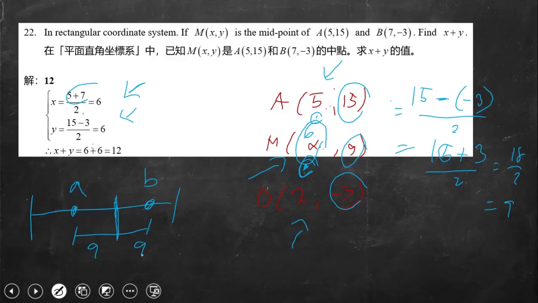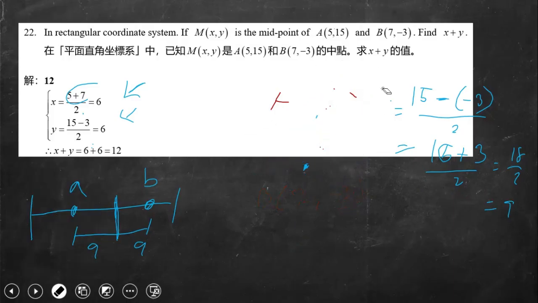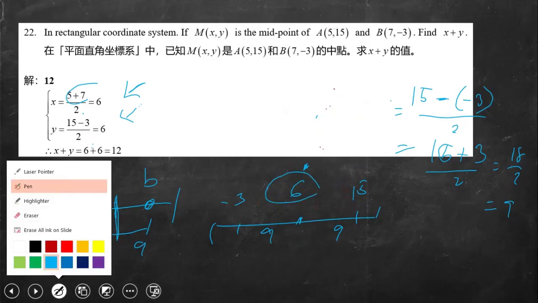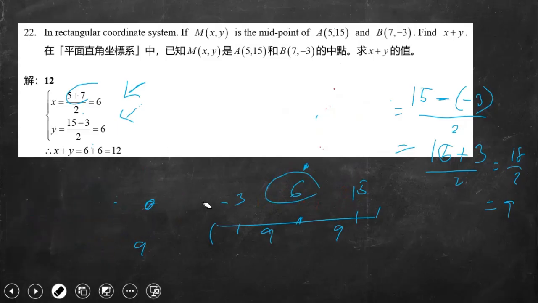Okay, so from 15, let me write it if it's confusing. On the number line, 15 here, and then the other one is negative 3. The distance between them is 9. So what's the middle number going to be? 15 minus 9 is of course 6. That's why it's 6. That's a different formula. Just subtract.